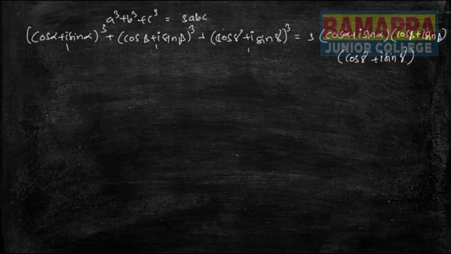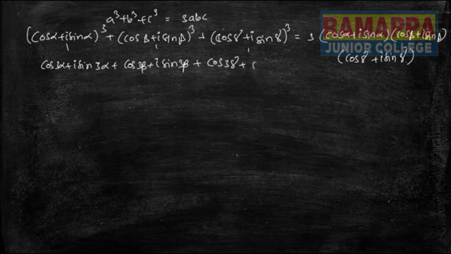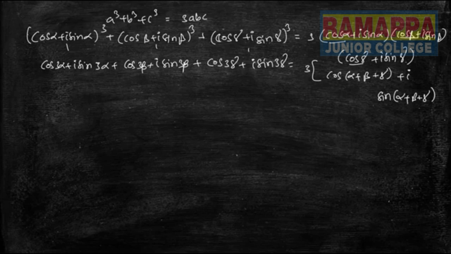So from this we can write it as, the 3 comes inside: cos 3 alpha plus i sin 3 alpha, plus cos 3 beta plus i sin 3 beta, plus cos 3 gamma plus i sin 3 gamma is equal to 3 into, multiplying these 3, cos of alpha plus beta plus gamma plus i into sin of alpha plus beta plus gamma will come here.